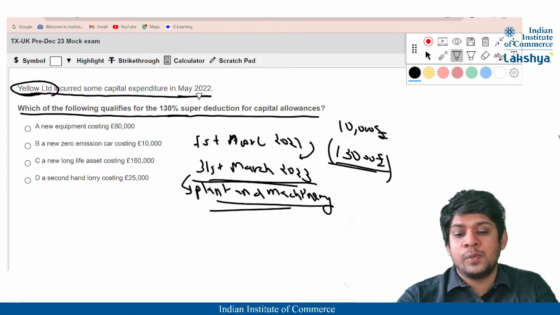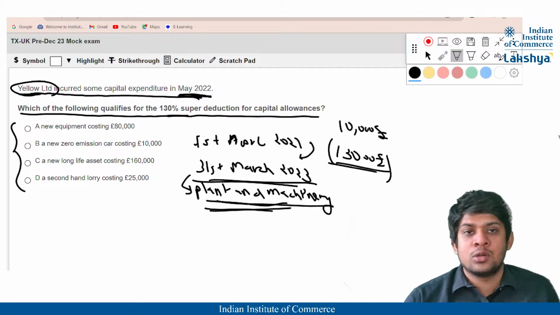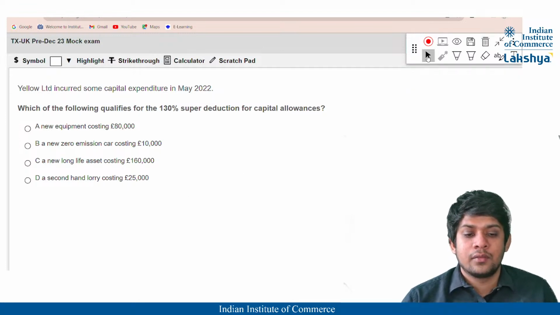So now this is purchased in May 2022, the following things, right? Now you have to tell us which will qualify for a super deduction. Okay. So always remember it is just plant and machinery which will qualify. Anything else will not qualify for super deduction.